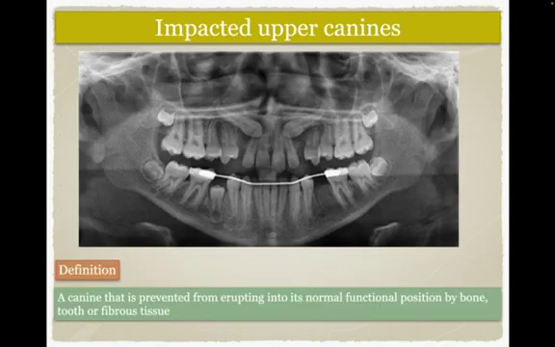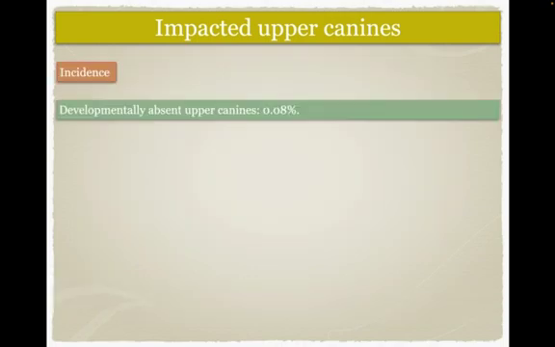Now we're still in the ectopic eruption. So we mentioned now the ectopic eruption, we mentioned the transposition. Now we're going to mention the impacted canine. So the canine that is prevented from eruption into its normal functional position by either bone, tooth, or fibrous tissue is called an impacted canine.